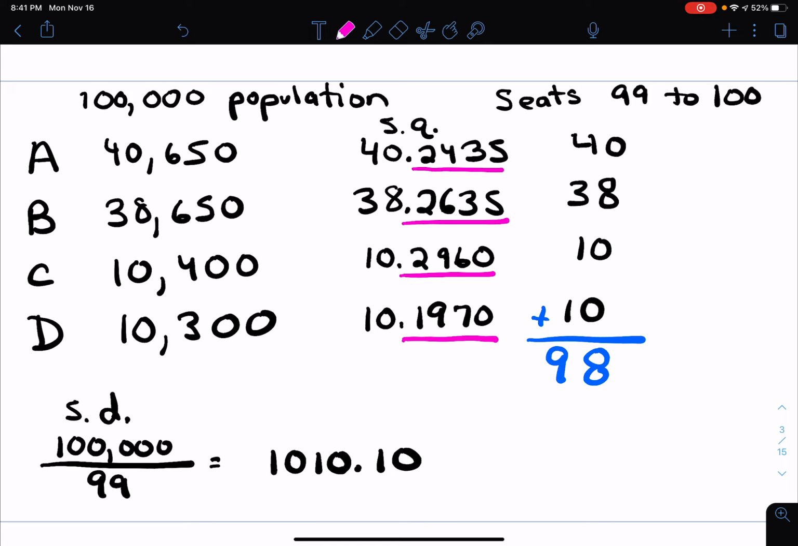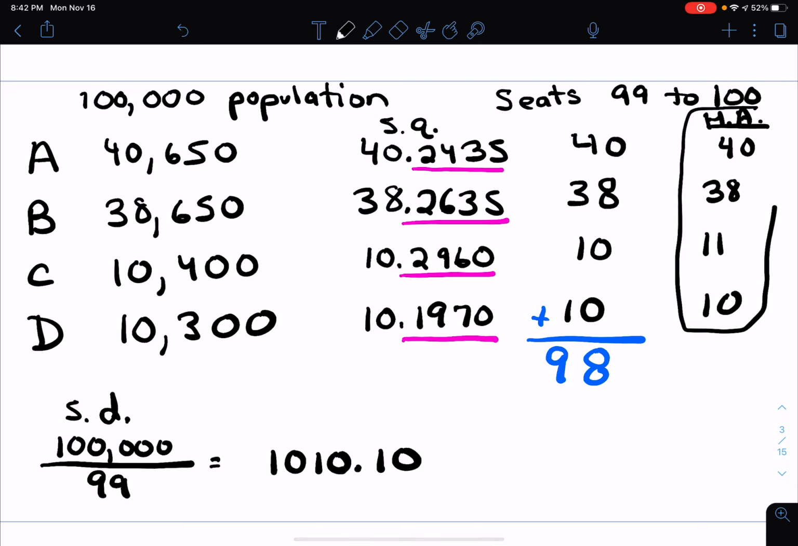Remember, you start with whoever has the highest decimal part and give them the first leftover. In this case, there's only one leftover, so only one of them's getting an extra beyond what's already there in those integer parts. So it looks like state C has the highest decimal part, so state C gets one more. So for the Hamilton's apportionment, state A stays at 40, state B stays at 38, state C goes up from 10 to 11, and state D stays at 10. And that adds up to the 99 seats that are apportioned in this example.